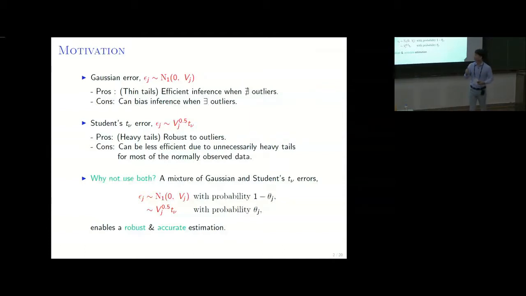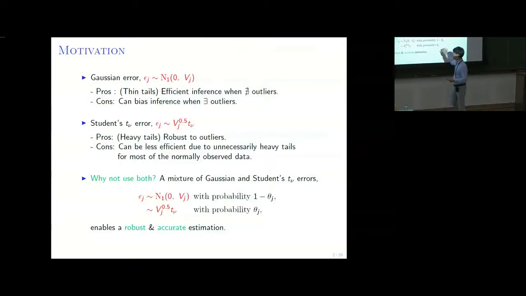However, this Gaussian error model, although it can be efficient without outliers, can be very biased if there exist outliers. Student T error has the opposite pros and cons. The inference becomes robust, but it can be less efficient because you are assuming heavy tail error assumptions for mostly Gaussian data. So then my question is, why not use both? This mixture error can complement the pros and cons of both error models.